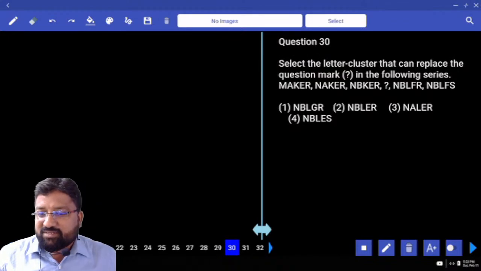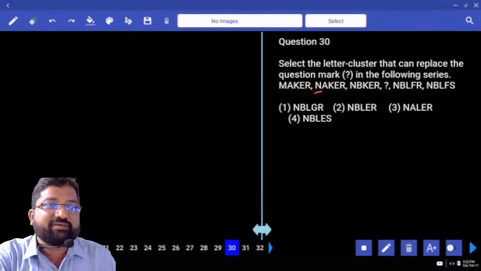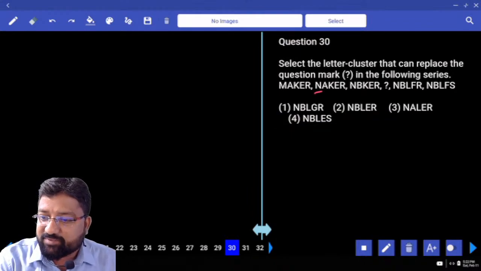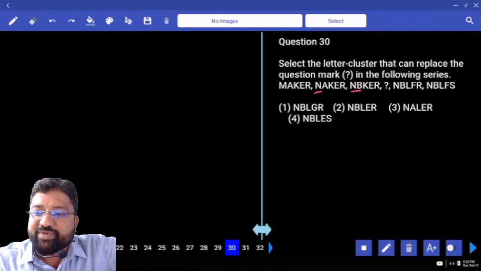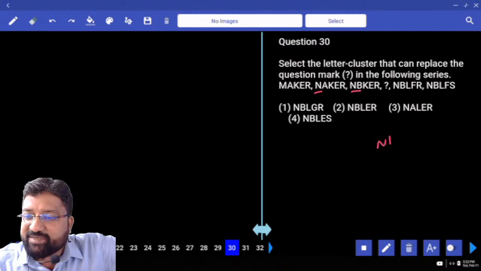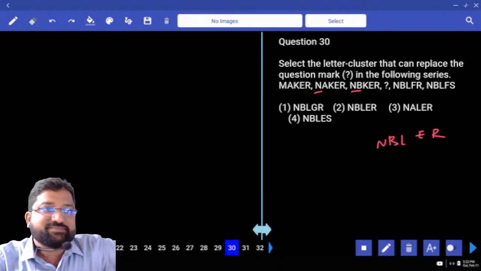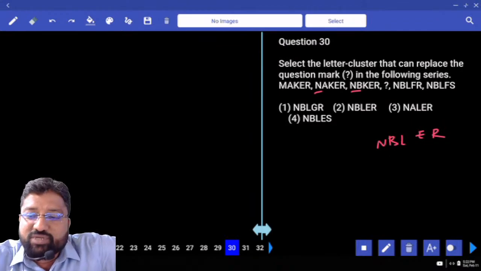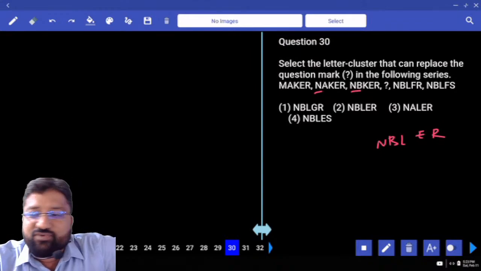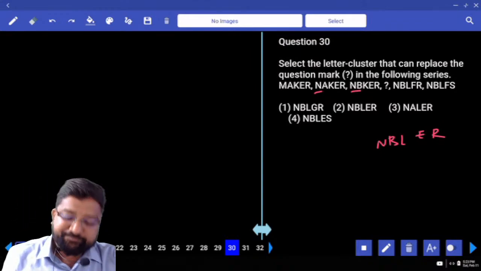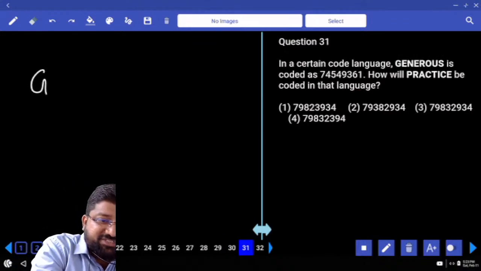Now look at this question. Now only the first letter is changing. What is it? M, N. When I go for the next place, B, N and B. 2 letters. Now it should be 3 letters. So it should be N, B, K, L, E, R. Understood? First only the first letter. Second 2 letters. Third 3 letters. Fourth 4 letters. Clear? Generous. This is an excellent question.